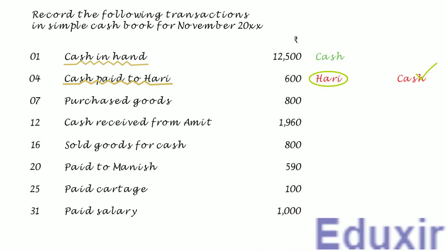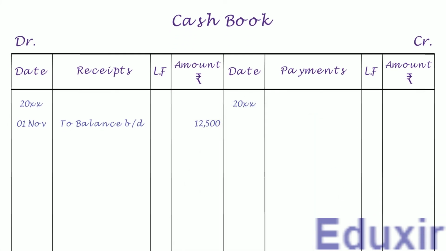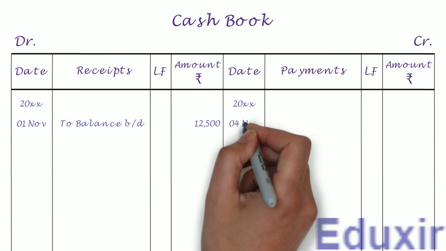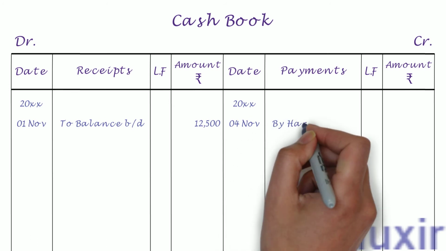With this analysis at our disposal, let us proceed with the posting to the credit or payment side of the cash book. As this is the first entry on the credit side, let us first record the year in the date column. Let us then record the date. Now the entries in the payment column start with By. Let us then record Hari account in the payments column.